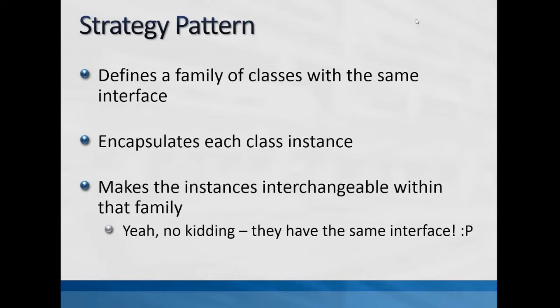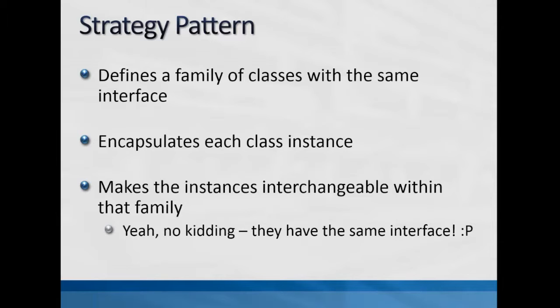I mean, people use the word strategy out there for business and blah, blah, blah. But we're not talking about business. We're talking about code. We're talking about software engineering here. So pretty much, according to what I read, it defines a family of classes with the same interface, right? So what that means is we're defining a family of classes that adhere to the same interface to do things.